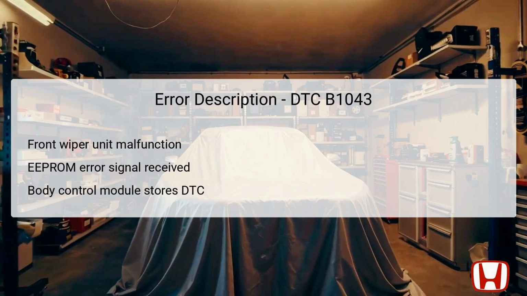The body control module acts as a central hub, interfacing with various components in the vehicle, including the wiper system. Thus, any detected anomalies lead to the generation of this diagnostic trouble code. Correct identification of the components involved is crucial for effective troubleshooting.